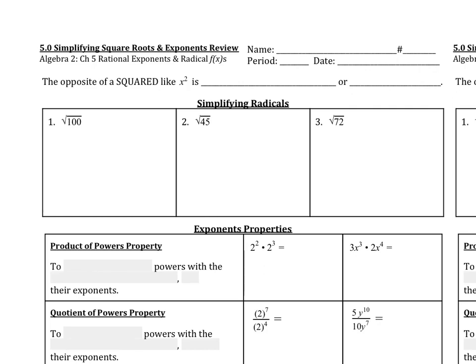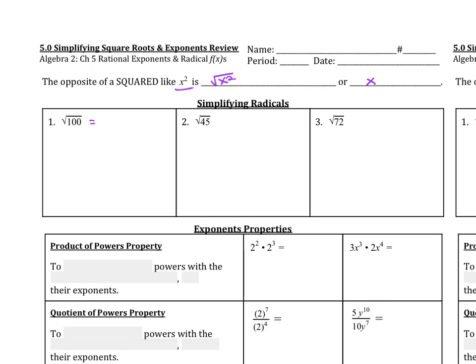5.0, we're simplifying square roots and reviewing our exponent properties. So let's see, the opposite of a square, like x squared, if we think about it, we take the square root of x squared, it just equals x. So number one, we have the square root of 100.